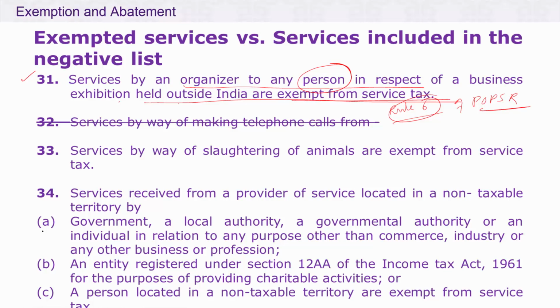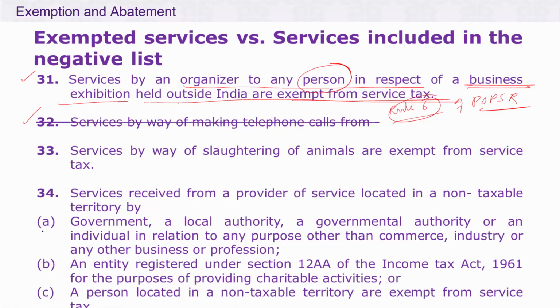But here there is an exemption. If there is a business exhibition, be careful, business exhibition. And if it is held outside India, who is the service provider? Who is the service receiver? Irrelevant. If some organizer provides business exhibition service outside India, then it is exempt. It is taxable, but it has been exempted under entry number 31. So telephone calls, free calls, etc., now it is not possible. Now they are taxable. Entry number 32.